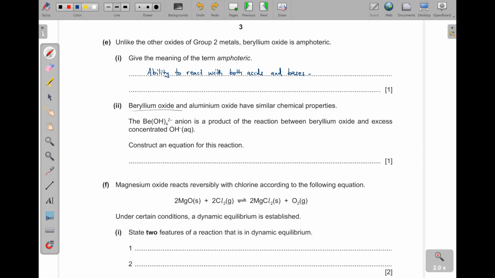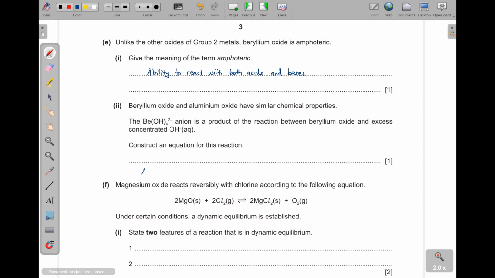And then Roman 2, beryllium oxide and aluminium oxide have similar chemical properties. Okay, aluminium oxide is also amphoteric, just like zinc oxide, so it can react with both acids and bases. Now in the books we don't have the reaction of beryllium oxide with, let's say, sodium hydroxide or with acid, but we have that one of aluminium oxide. So now here they are saying this anion is a product of the reaction between beryllium oxide and excess concentrated alkali. So construct an equation for this reaction, just like the one for aluminium.